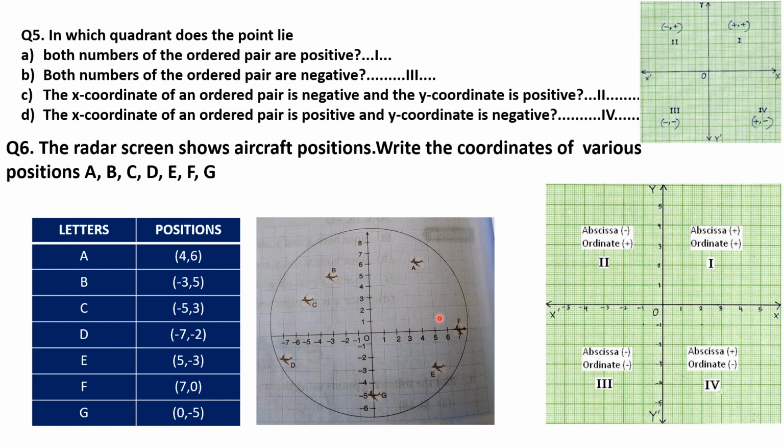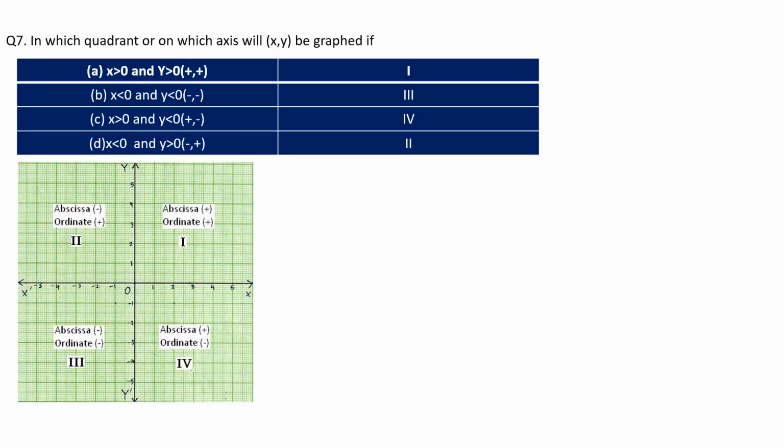F. F is at the intersection point of 7, and since it is lying on the axis, lying on x-axis, that means y is 0. G. G is at the intersection point of 0 and -5. That means it lies on y-axis. So x coordinate is 0.